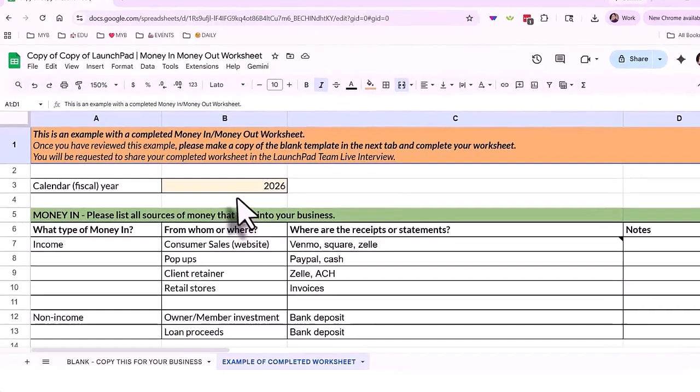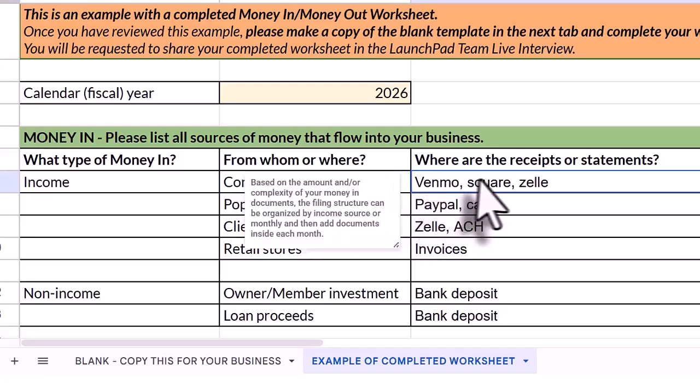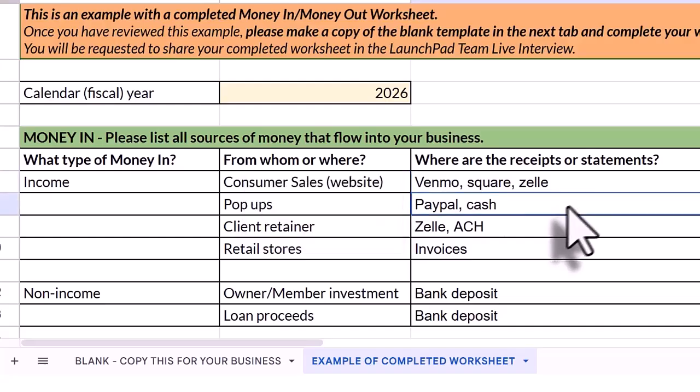For example, let's say we are working in calendar year 2026 and we have income related to consumer sales, and we do online sales through our website. We have the option for our customers to pay us through Venmo, Square, and Zelle. We also do pop-ups, so in that case, we do in-person events. And at those pop-ups, we accept PayPal, cash, and possibly another third-party provider.